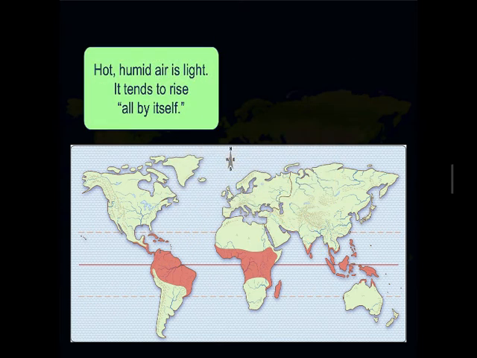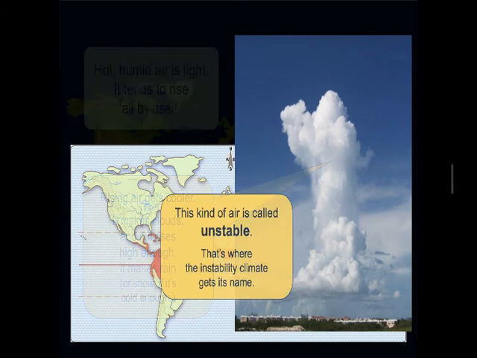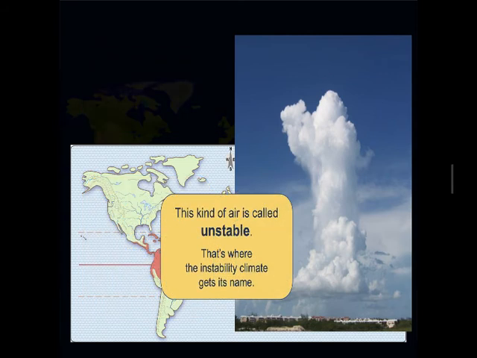Hot, humid air is light. It tends to rise all by itself. Rising air gets cooler. It makes clouds, and if it rises high enough, it makes rain, or snow if it's cold enough. This kind of air is called unstable. That's where the instability climate gets its name.